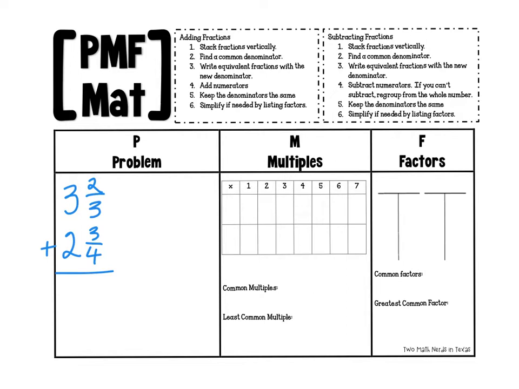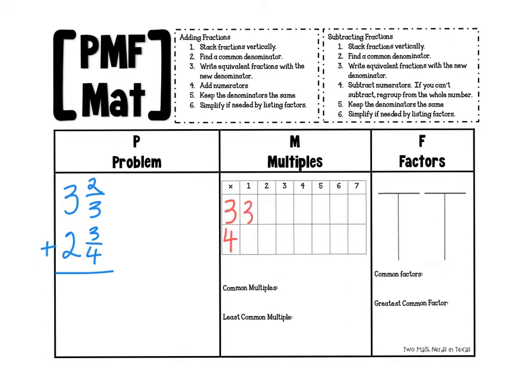So let's look at our first problem. Our first problem is 3 2/3 plus 2 3/4. Our first step is we're going to stack the fractions vertically, so I've written them going up and down. Our second step is to find a common denominator. So I'm going to come to my multiples section and I'm going to list my multiples of my denominators. That would be 3 and 4.